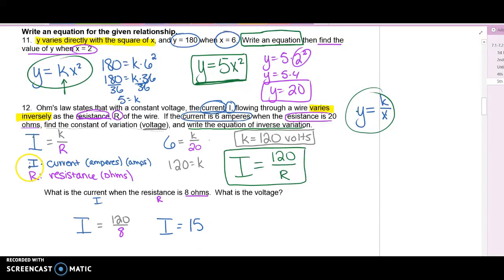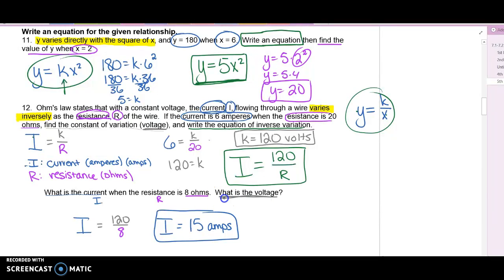Now what label should we use for I? Because we wrote all this stuff down, we know that we can use amperes or amps. So what is the current when the resistance is 8 ohms? 15 amps.